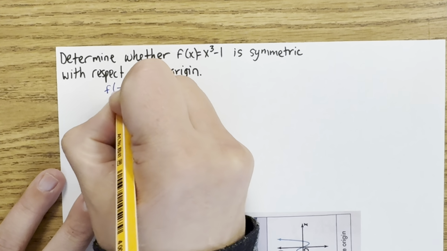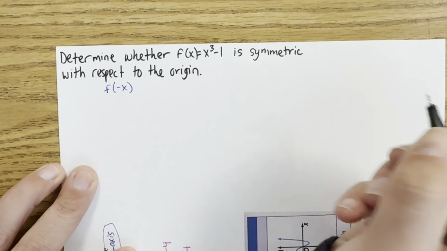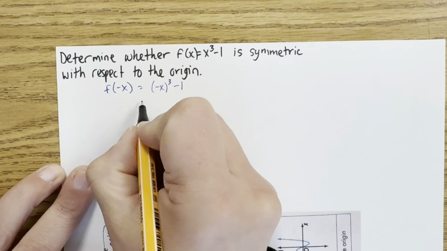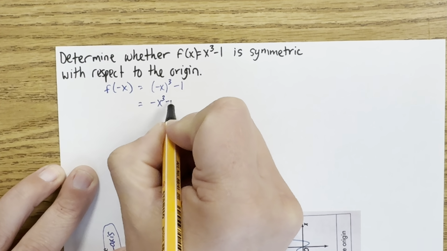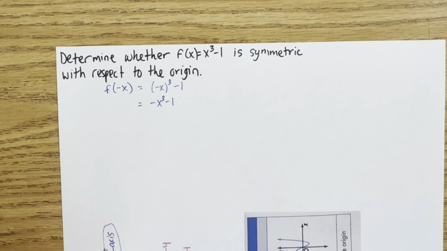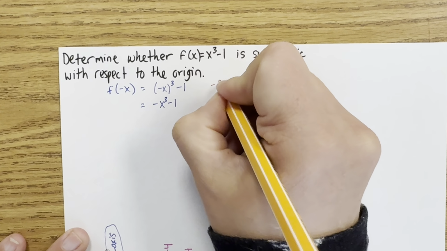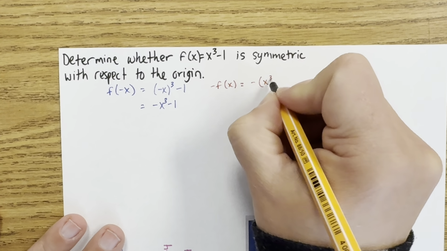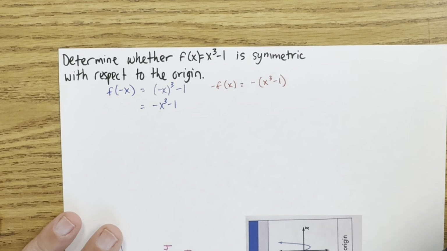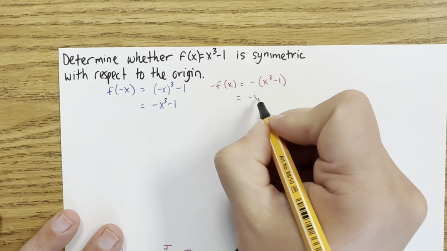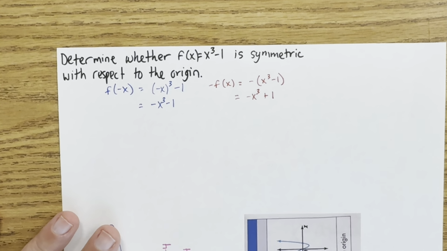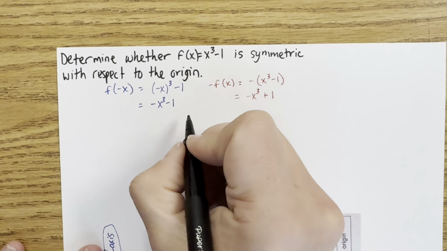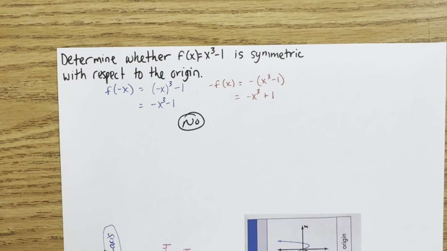So the first test for that is if I plug in a negative x. So I'm going to take my x and I'm going to make that negative. And I know that's going to equal negative x cubed minus 1. My second test here is if I take my whole function and make that negative. So I'm going to put a negative in front of my parentheses there to make the whole function negative and solve that, and that'll get me a negative x cubed plus 1. This one has a minus, this has a plus, so my answer here is going to be no, it is not symmetric with respect to the origin.